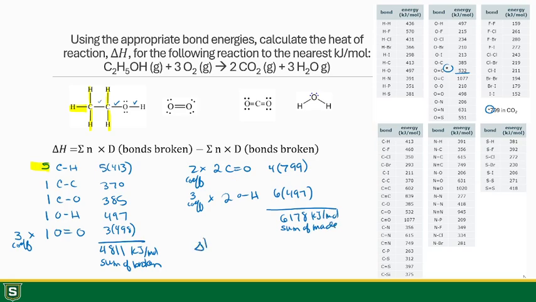So now delta H equals the broken minus the made. So 4811 minus 6178 for a total of negative 1367 kilojoules per mole. So these combustion reactions are pretty darn exothermic, which makes sense, right? This is burning ethanol. This is a fuel. So I'm getting a good bit of negative, meaning it's exothermic, and I'm getting a relatively high number because of so many bonds. I have to break a lot of bonds, but I'm making a whole lot of bonds and getting a lot of energy back.